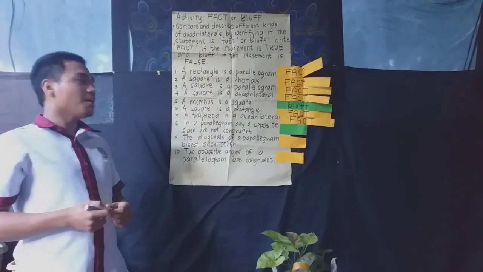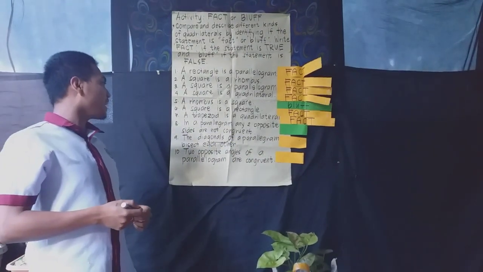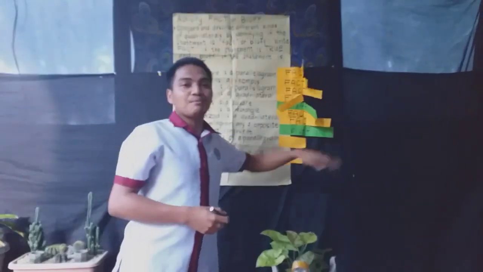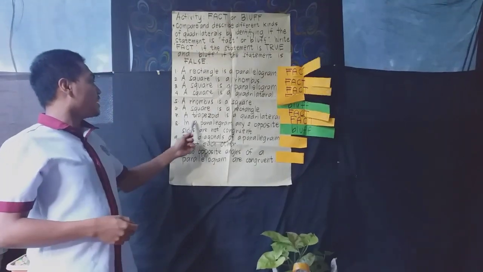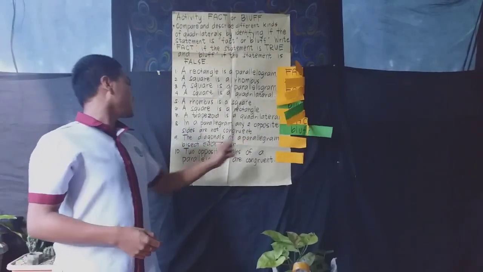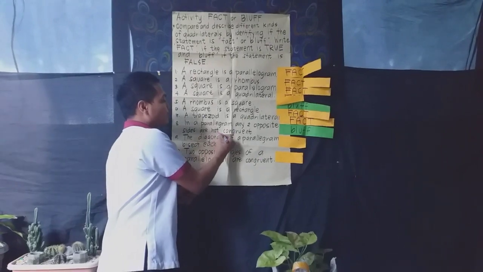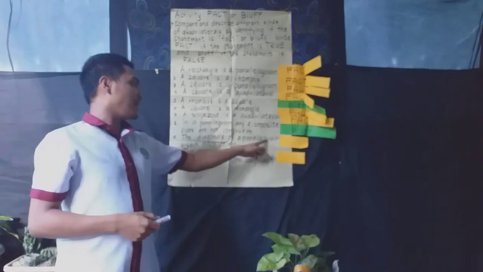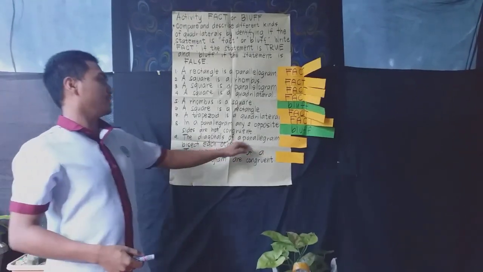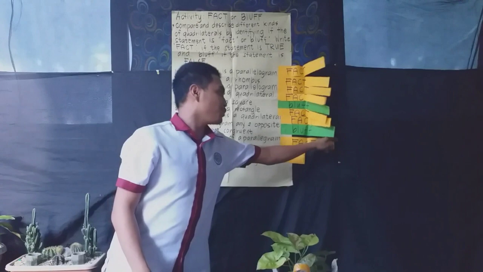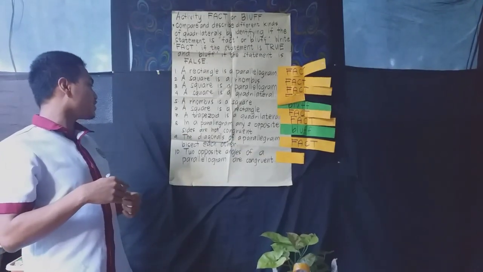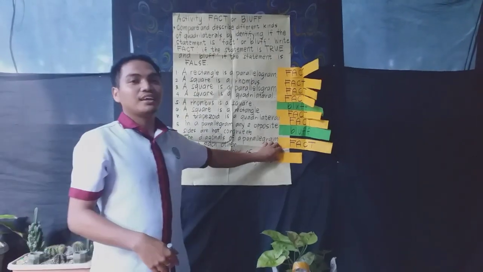For number 8, in a parallelogram, any two opposite sides are not congruent. So the correct answer is blank, because in a parallelogram, any two opposite sides are congruent. Number 9, the diagonals of a parallelogram bisect each other. So, it is also true. It is a fact. Two opposite sides or angles of a parallelogram are congruent. It is also a fact.